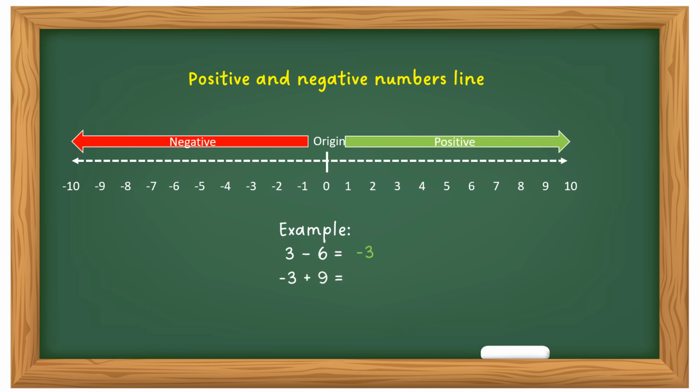Now minus 3 plus 9, here's another example. You can see there's a minus in front of that there. So what you do is you start from minus 3 and add 9. So it's 1, 2, 3, don't forget the 0, 4, 5, 6, 7, 8, 9. So you can see the answer there is 6. And that's how you use a positive and negative number line.